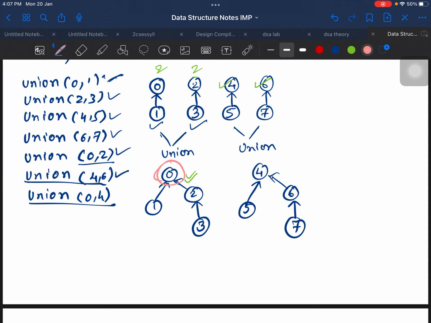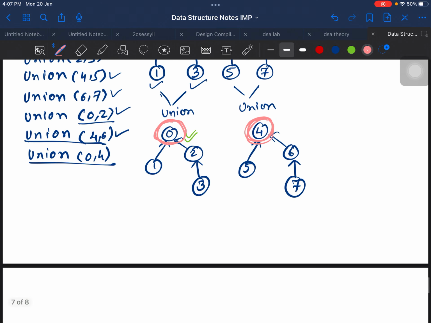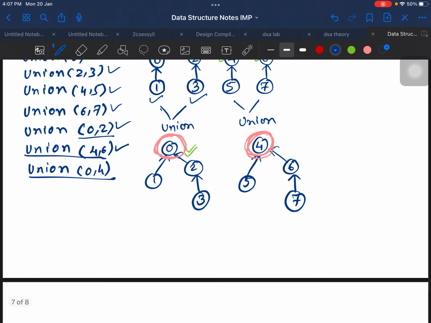So guys, you can see 0 is here and 4 is here. Both are in different sets. What we have to do? First of all, we have to do a union. So I am drawing this tree here. First of all, you have to do union.